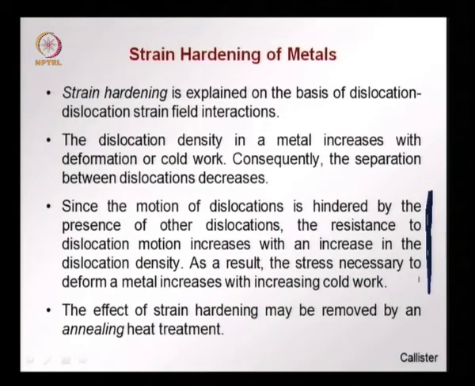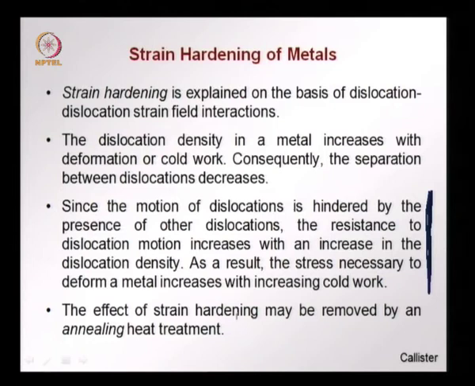The stress needed to deform the material now increases because of this higher density of dislocations, which comes about by the increase of cold work. We can remove this effect of strain hardening by a process called annealing, which is heat treatment. We will discuss this in a moment. So, we can have a material which is initially not strain hardened, we can strain harden it, and through a heating process we can anneal it.